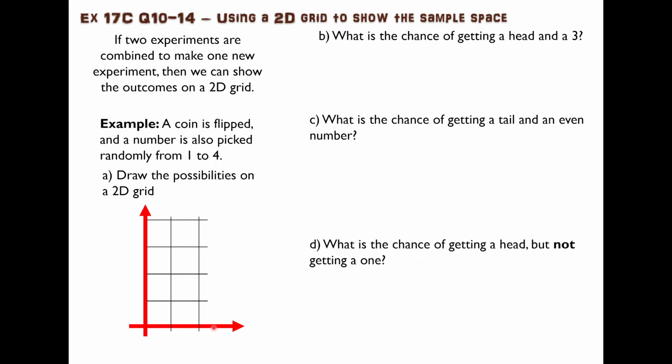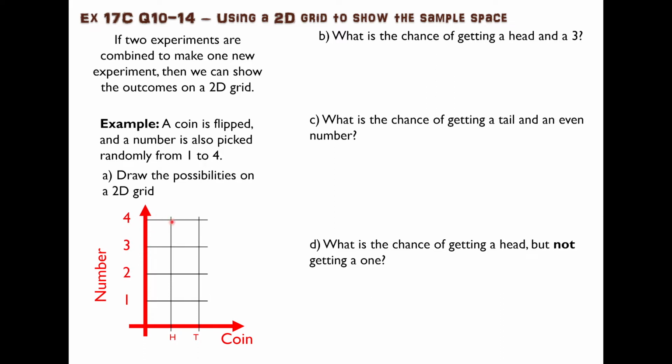This horizontal axis, I'll use this for the coin, and the vertical axis I will use for the number. What are the two different outcomes for the coin? Heads and tails. These are the two things that could happen, the two possibilities for the two outcomes. What are the different possibilities for the number? I could get 1, 2, 3, or 4.